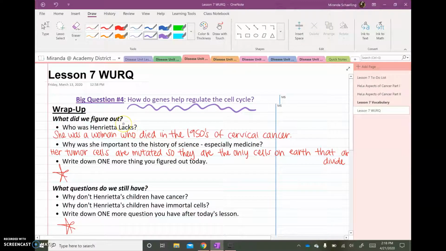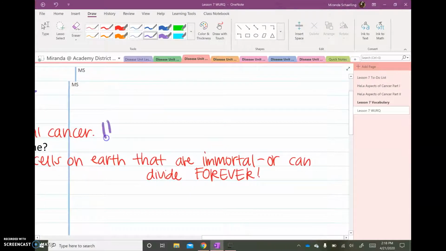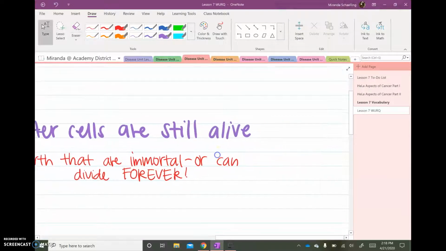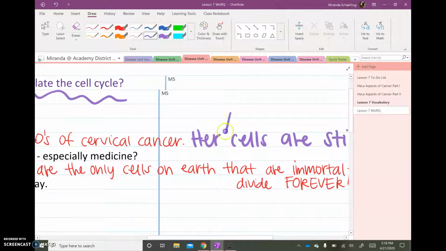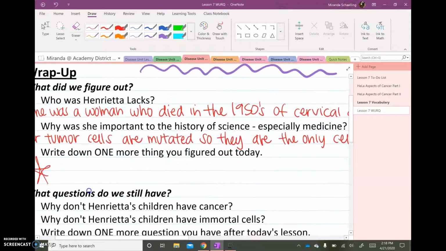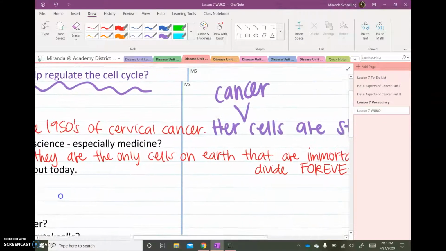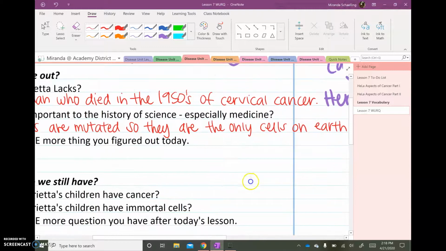Who was Henrietta Lacks? She was a woman who died in the 1950s of cervical cancer, and her cells are immortal today. So that might be something I add. Her cells are still alive today. And I might even add her cancer cells. Be a little more specific there. All right. Why is she important to the history of science, especially medicine? Her tumor cells are mutated, so they are the only cells on Earth that are immortal, or they divide forever.